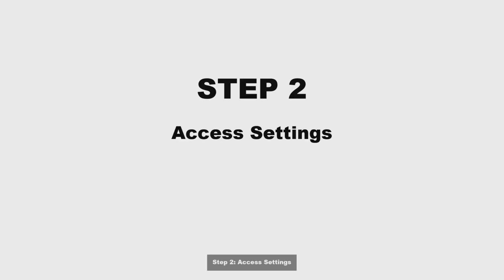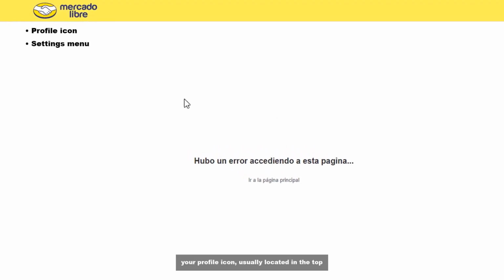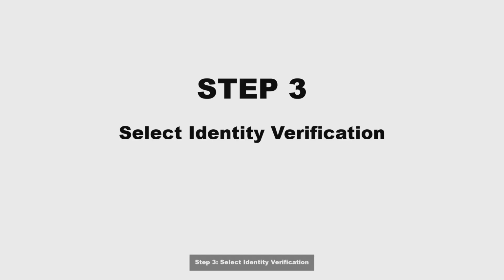Step 2. Access settings. Navigate to the settings menu by tapping on your profile icon, usually located in the top right corner. Step 3. Select identity verification.